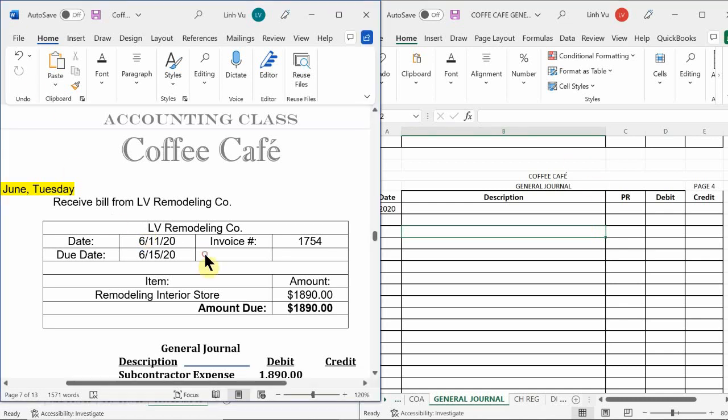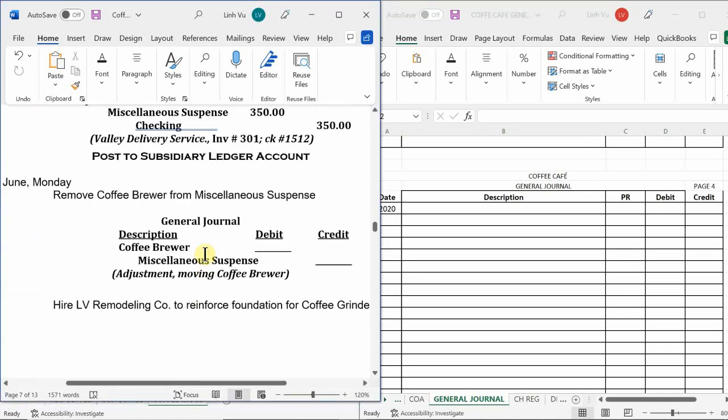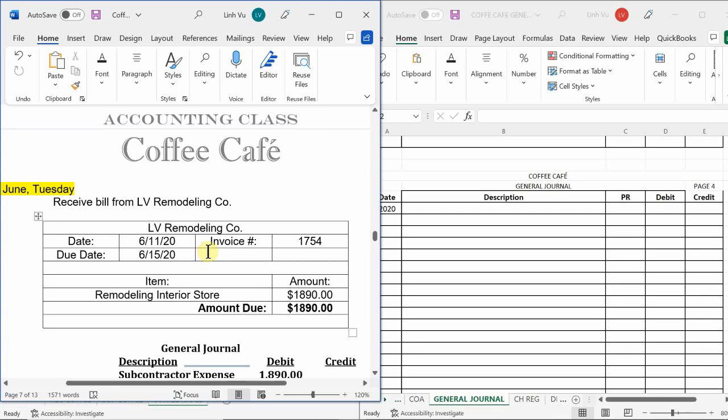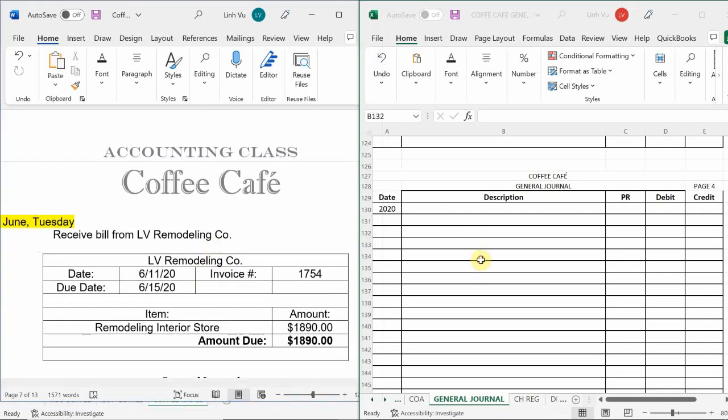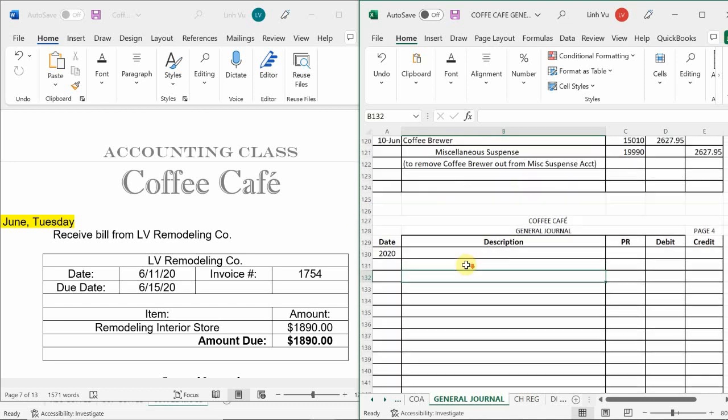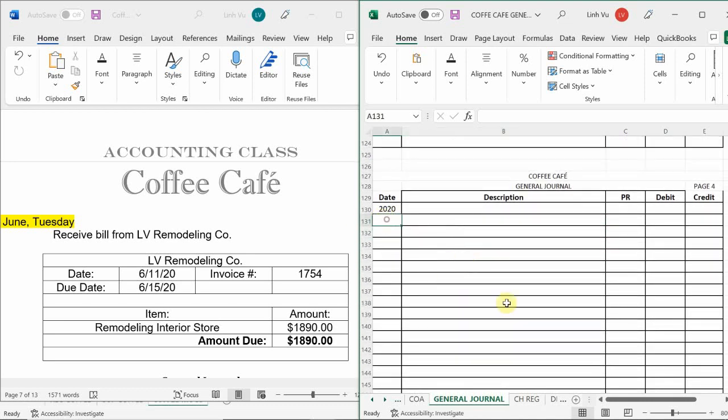If you remember from yesterday's class, we officially finished everything for June 10, and we are officially starting on a brand new day, Tuesday, June 11. We are also starting a brand new general journal page. So let's go ahead and see what has happened next.